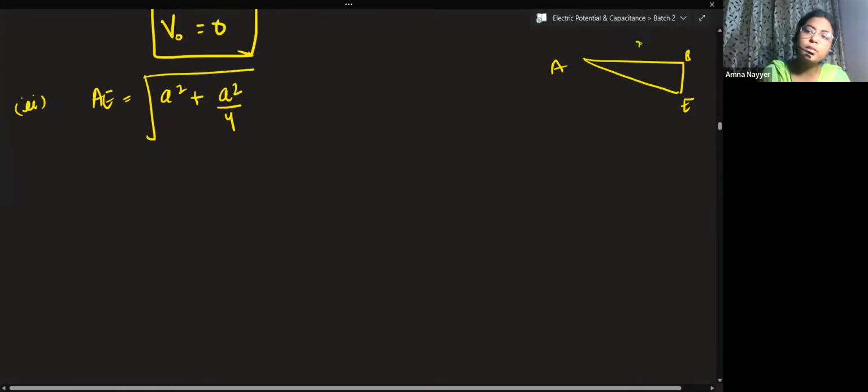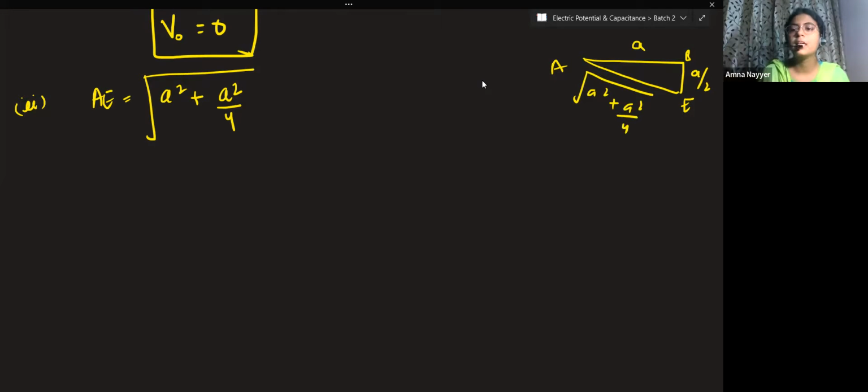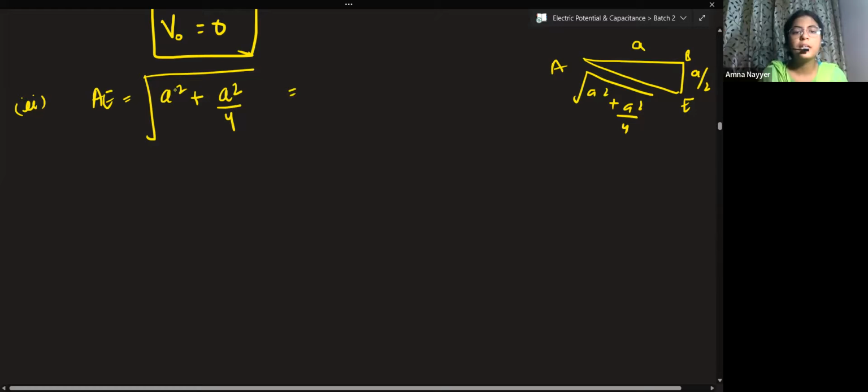AB is the side of the square, so it will be A. BC side has been divided into two equal parts by the point E. So this becomes A by 2. Now you have to find this. So this will definitely be A square plus A square by 4. So that's what we are finding out. This will be 4A square plus A square, means 5A square by 4 under root. Now A square by 4 under root means A by 2 only. So this becomes A root 5 by 2. This is AE, which is also equal to DE. This was the only missing quantity. Now we'll be able to solve the question.